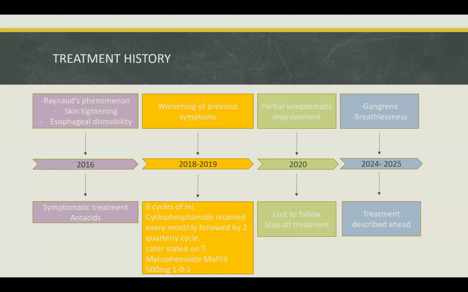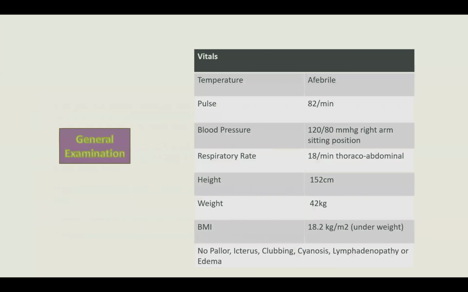Fine. So patient had Raynaud's. Obviously you have not seen this patient. So okay, we can go to your next slide, to examination. On general examination, vitals were pulse of 82 per minute, BP of 120 by 80 mmHg, and respiratory rate of 18 per minute. Her BMI was 18.2, she was underweight. She had no pallor, icterus, clubbing, cyanosis, lymphadenopathy, or edema.